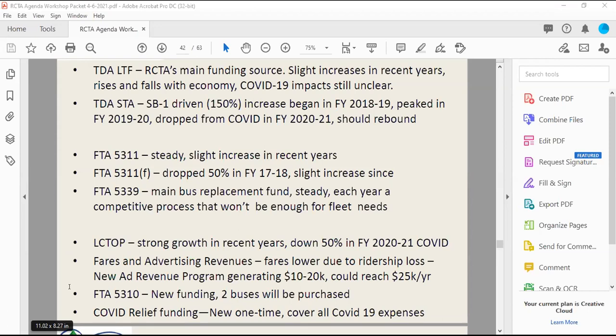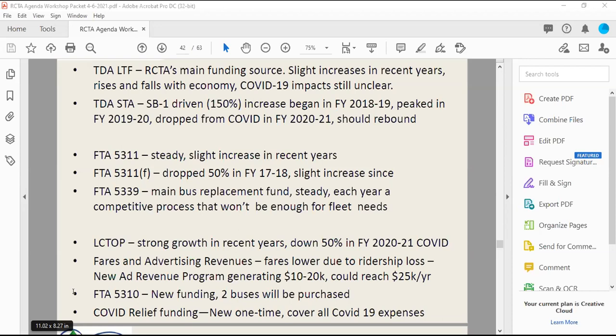The FTA 5310 is brand new. We had to compete for it, but we have been approved to get two buses. And we'll do that probably this year. COVID relief has been a surprise.